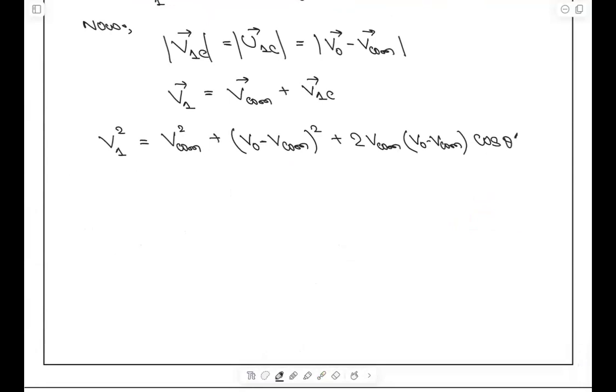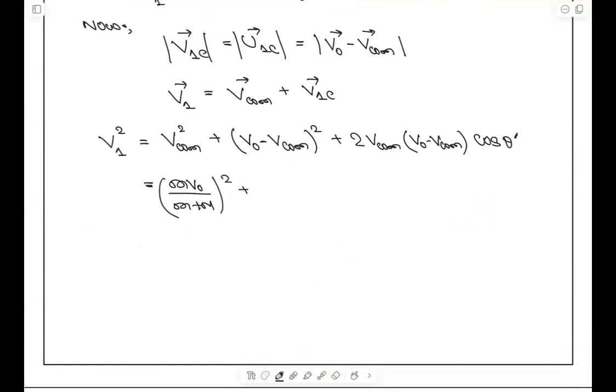Put the values. You can find all the things. We have to find V1 now. You have to find the V1. You can find it easily. What is V center of mass का whole square? So it is mv naught upon m plus m.